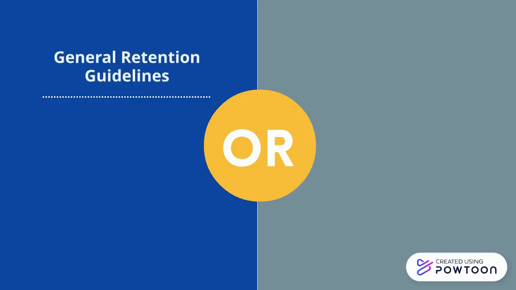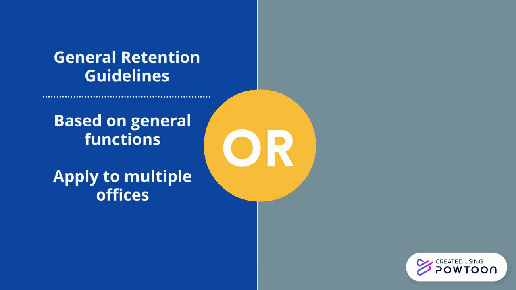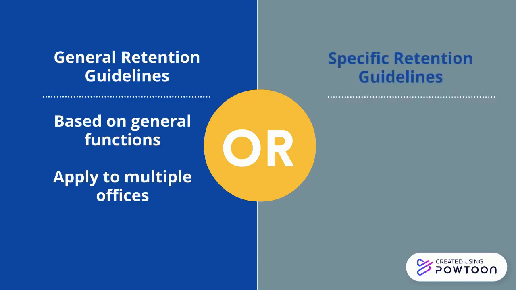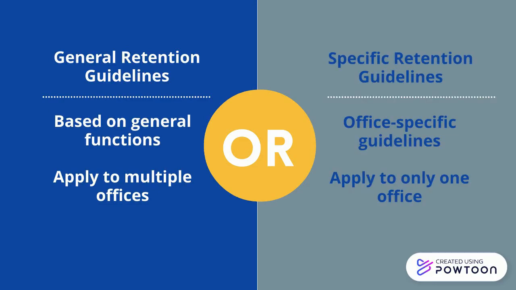General guidelines apply to all offices and departments at the university and identify records in functional areas such as finance and administration. Multiple offices may produce and retain records subject to these guidelines. Specific records retention guidelines are created for individual offices. These offices typically create specific records that cannot be found elsewhere at the university. Specific guidelines apply to only the indicated office.